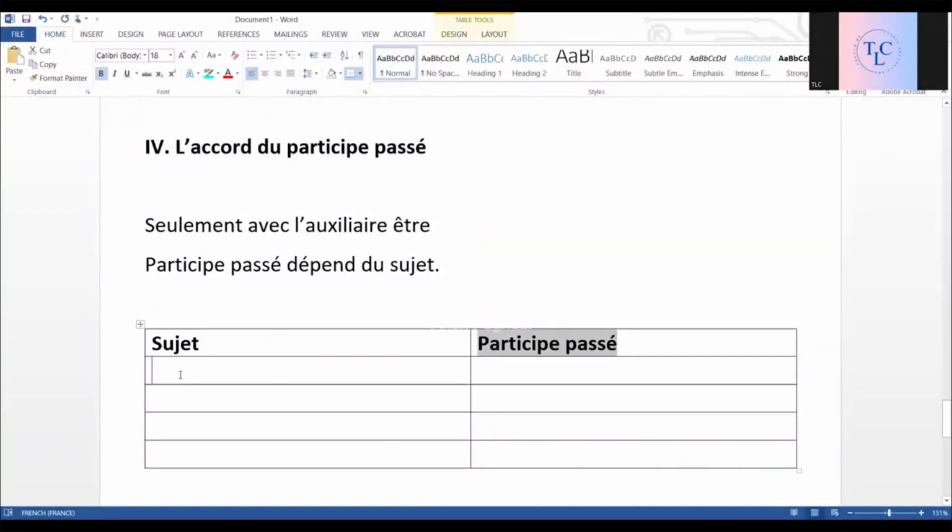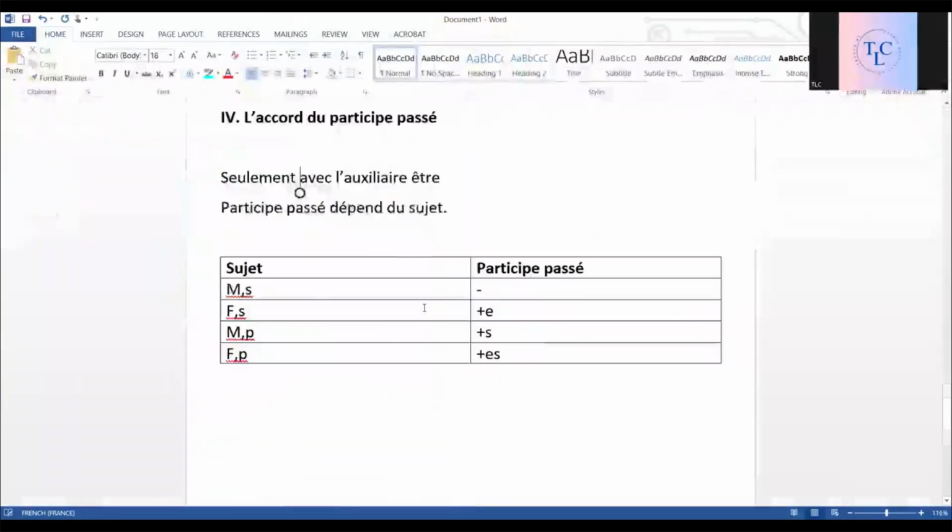If the subject is masculin singulier, no change, nothing to add. If it's féminin singulier, we'll add E. If it is masculin pluriel, we'll add S. If it is féminin pluriel, we'll add ES to the past participle. That's it. Okay. Now let's take 3 examples to understand it better.